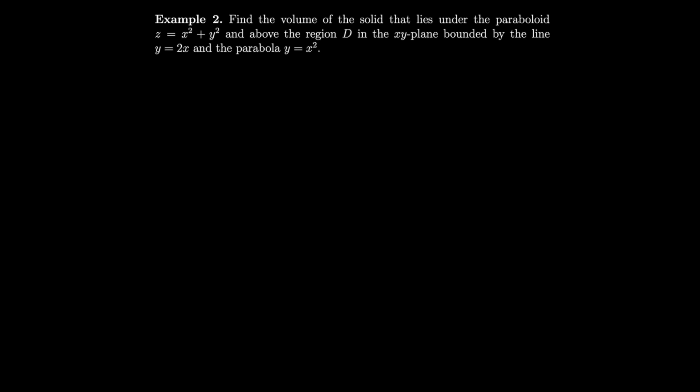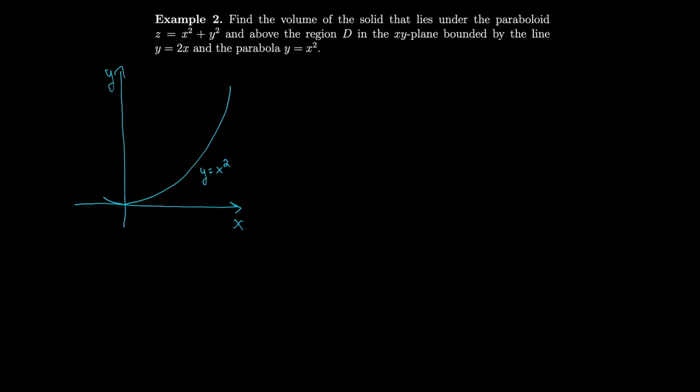How about we now find the volume of the solid that lies under the paraboloid z equals x squared plus y squared and above the region D in the xy plane, bounded by the line y equals 2x and the parabola y equals x squared. So, as before, we need to draw it. How about I do y equals x squared? So it's something like that. I should probably name it y equals x squared.